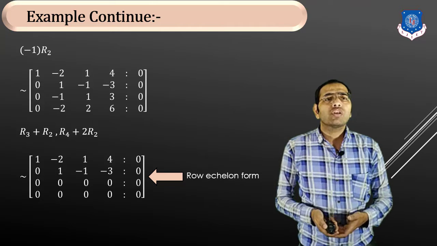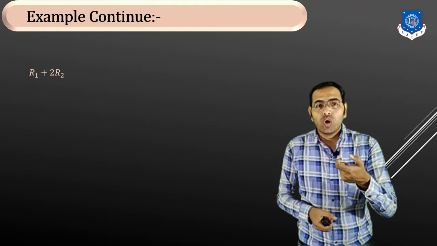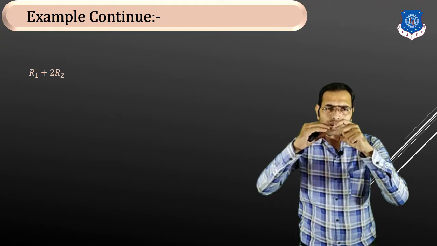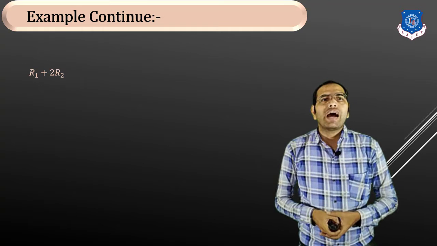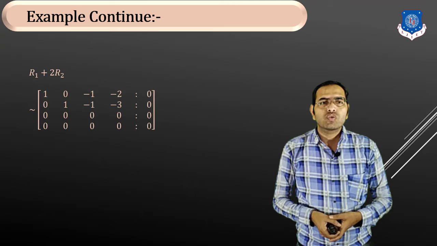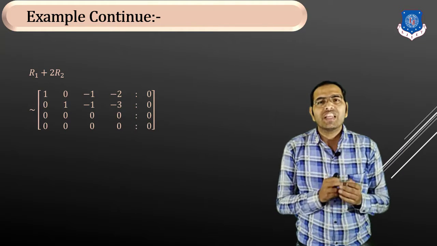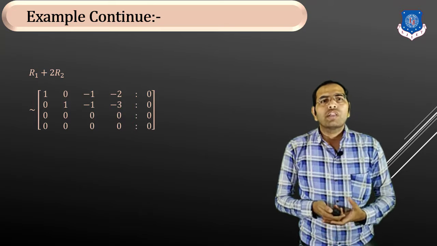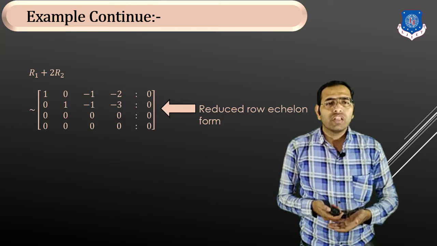Now reducing to the reduced row equivalent form, applying the operation in the second column: the leading 1 and above the second leading 1, making it 0. For that, R1 plus 2R2, that will give you 1 0 -1 -2, 0 1 -1 -3, and the third and fourth rows have every element 0. Now that is our reduced row equivalent form.